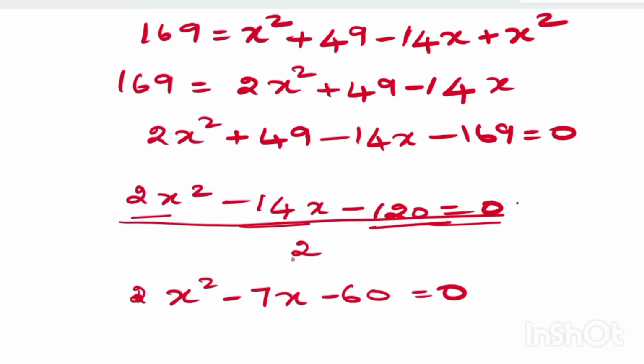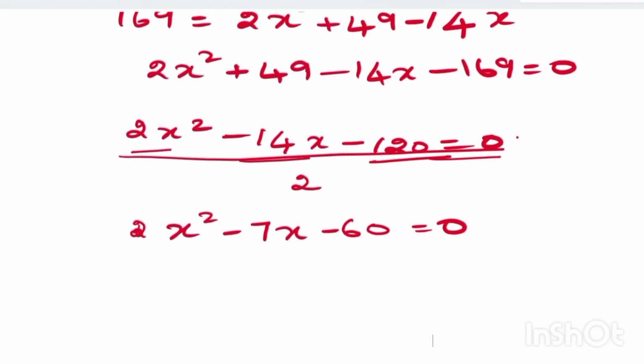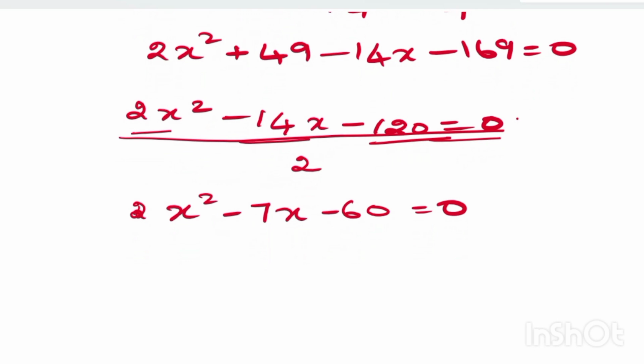Okay, here the value won't change because we are dividing both the left hand side and the right hand side by 2. If we are doing anything to both sides of the equation, the value is not going to change. Here when you are dividing 2x square by 2, you will get x square. When you are dividing minus 14x by 2, you will get minus 7x, and when you are dividing minus 120 by 2, you will be getting minus 60, and when you are dividing 0 by 2, the value is 0 only. So now you have to solve it by factorization method.